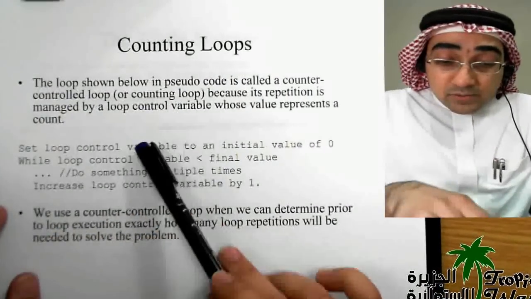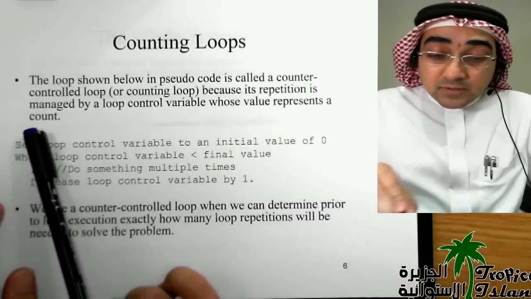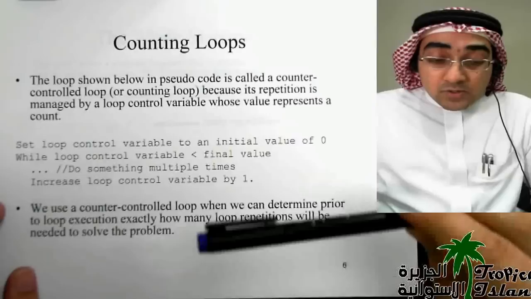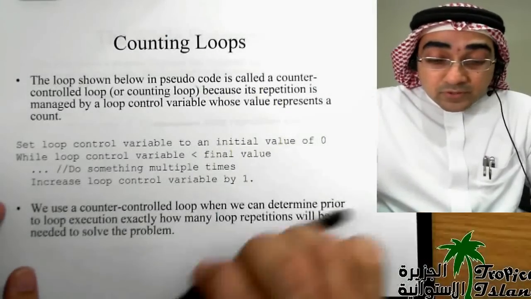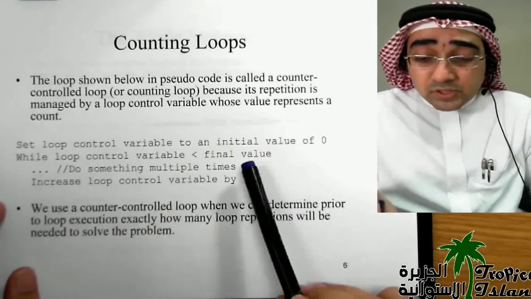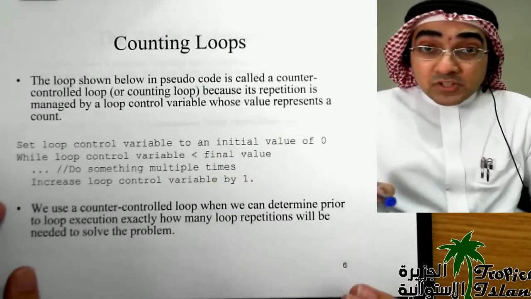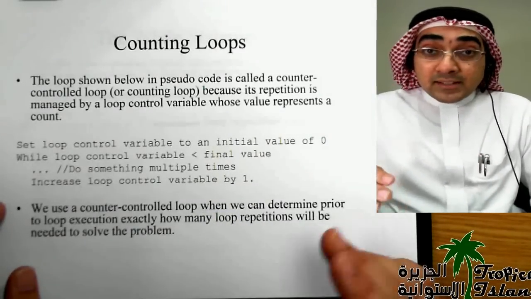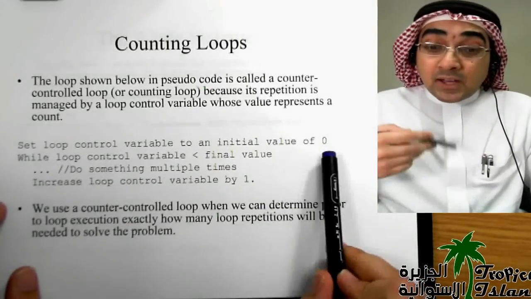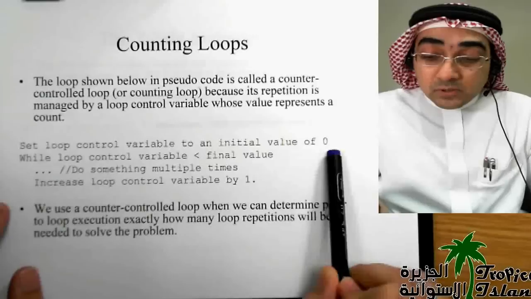So the example shown below is a pseudocode. It's called a counter control loop, or counting loop, because its repetition is managed by a loop control variable whose value represents the count. Okay, so what do you do in this pseudocode? The first line is you set up the control variable to an initial value, and that value should be the identity of the operation that you are using. If you are using a multiplication operation, then set it to the identity of multiplication, that is 1. If you are using a counting loop, for counting, it's addition, the identity of addition is 0. That is why we say set the loop counter variable to an initial value of 0. For any counting loop, you'll set it to 0.